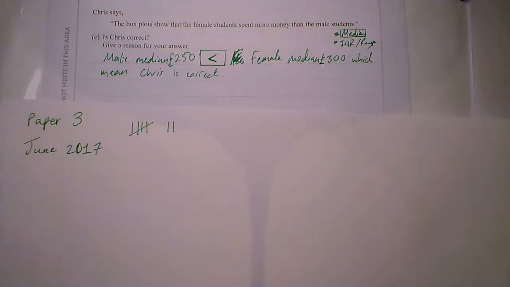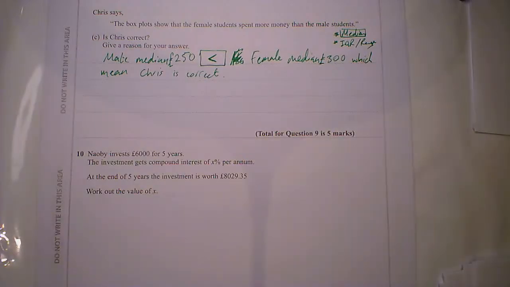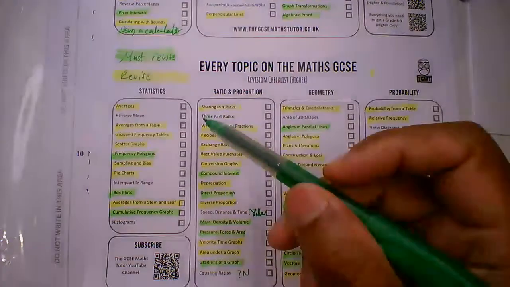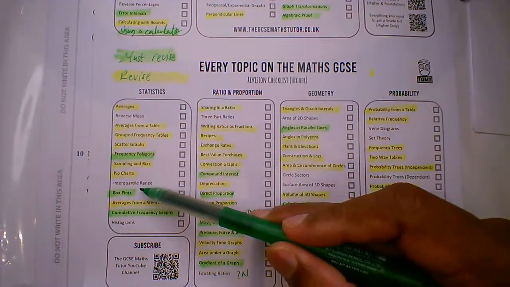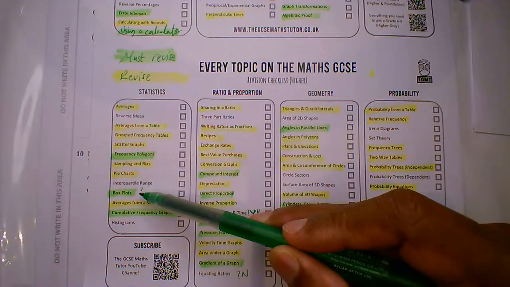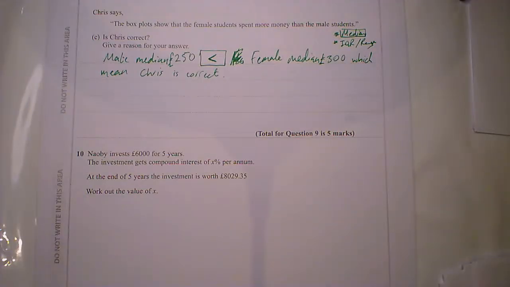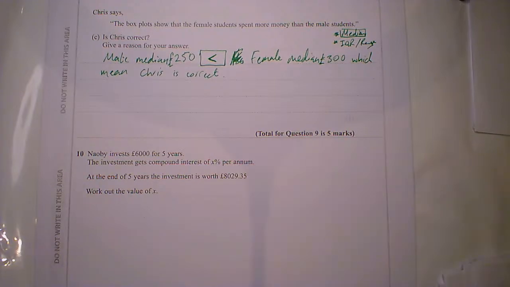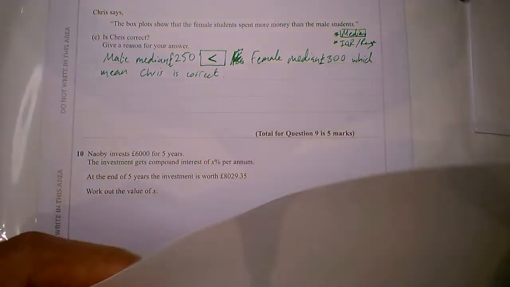Now, another thing, if I look at my revision list, box plots, this is to do with statistics. Box plots comes up very often. So this is my key revision topic. You must practice this. Very important, you must practice this. This is very likely to come up in paper 2 or paper 3. Okay, so let's carry on with this paper.